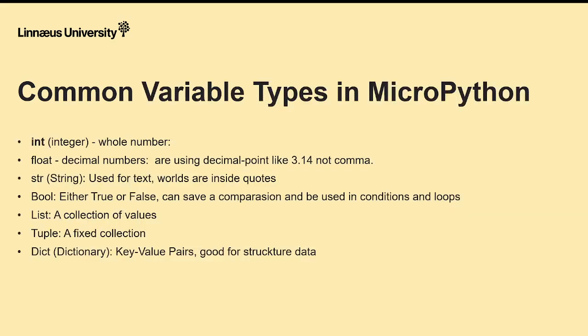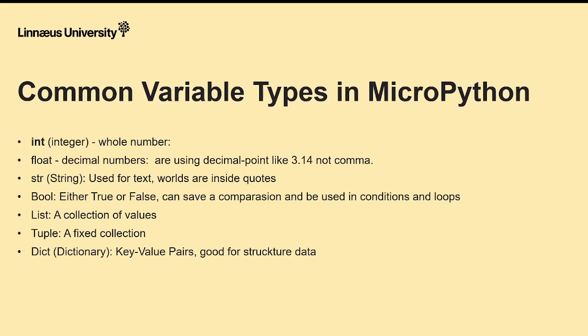Some of the most common variable types in MicroPython is integers. We will use those in this lecture. Sometimes we use float, and float is a decimal number. And remember that we are using decimal points in MicroPython, not commas. We use string for text, and for example when we use the print command, always use quotes, either single quotes or double quotes.